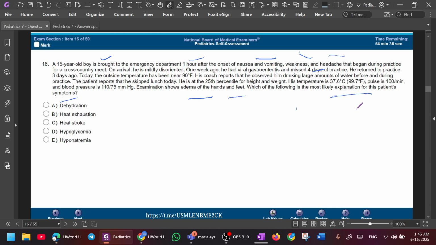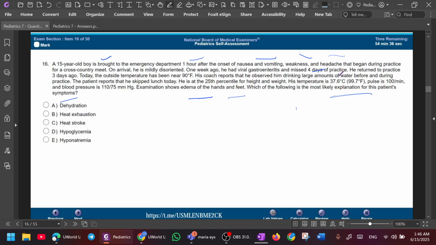Is it heat stroke or is it hypoglycemia? Mildly disoriented. Examination shows edema of the hands and the feet. Heat stroke does not cause the edema, isn't it? I don't think so, no. Okay, why is he swollen? I don't know.